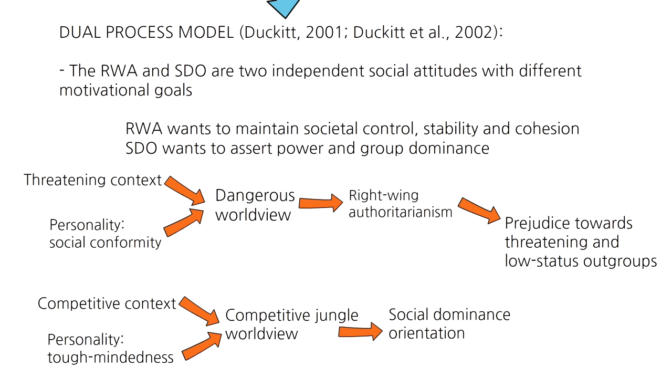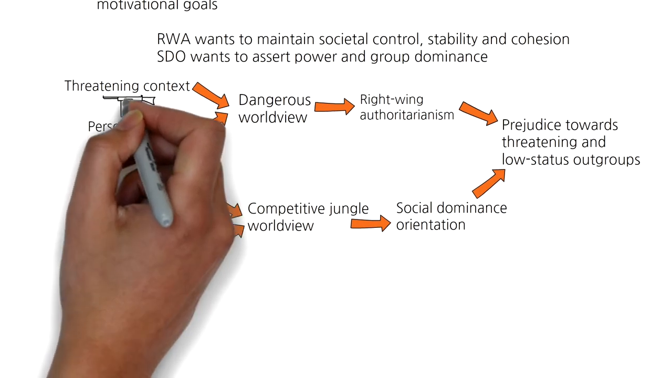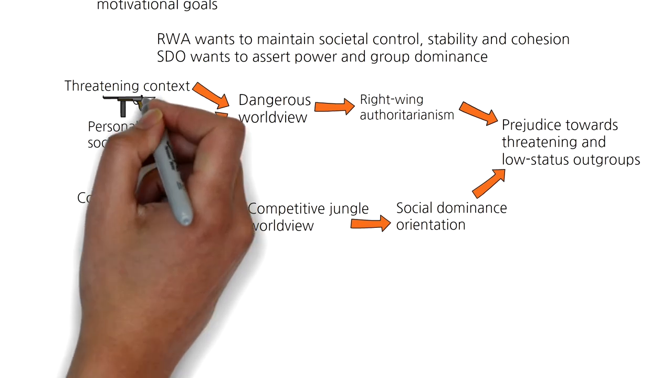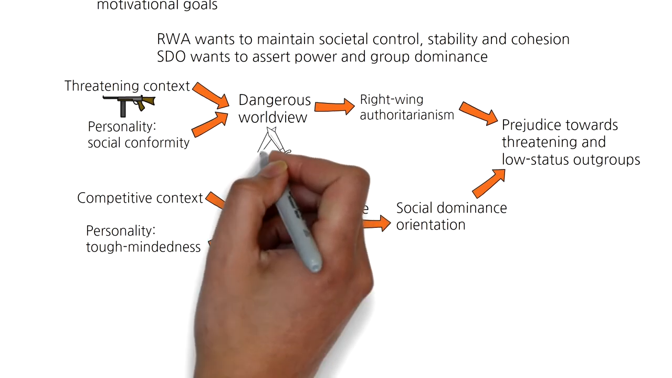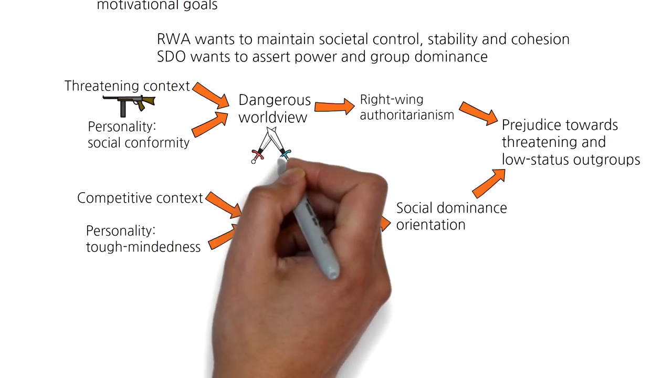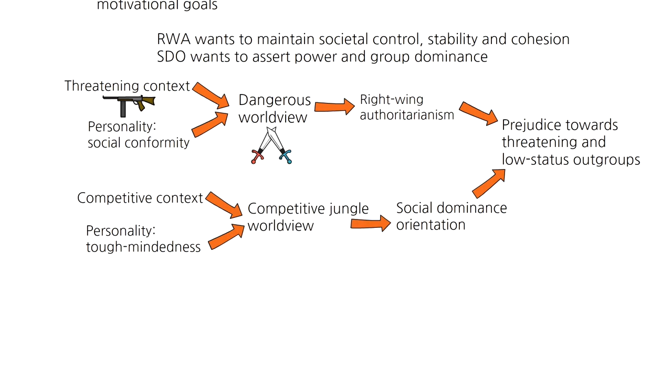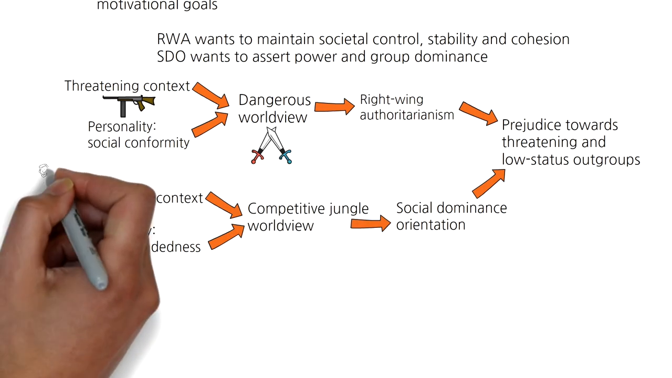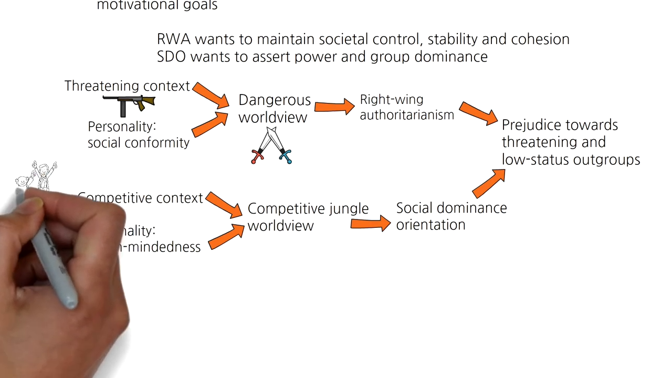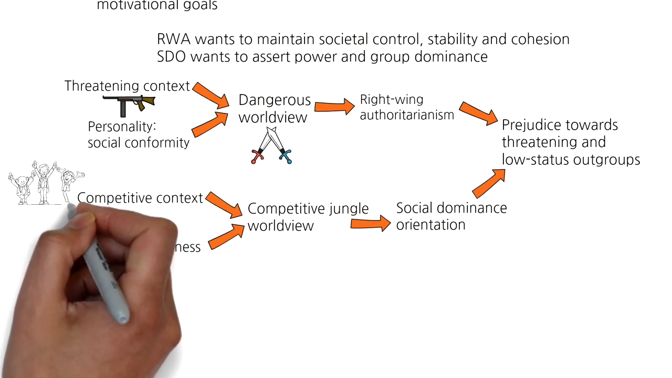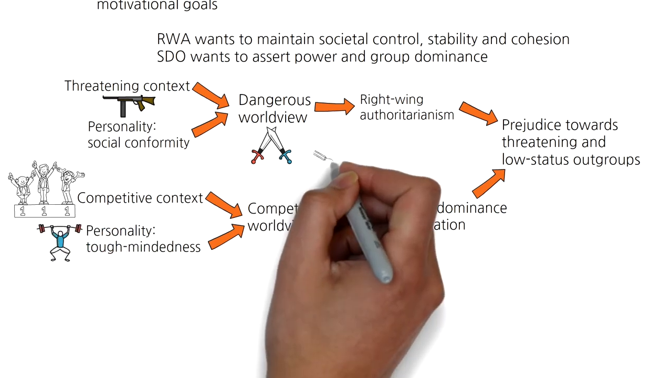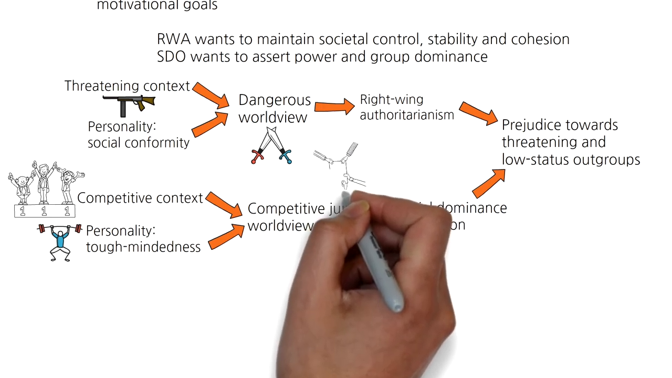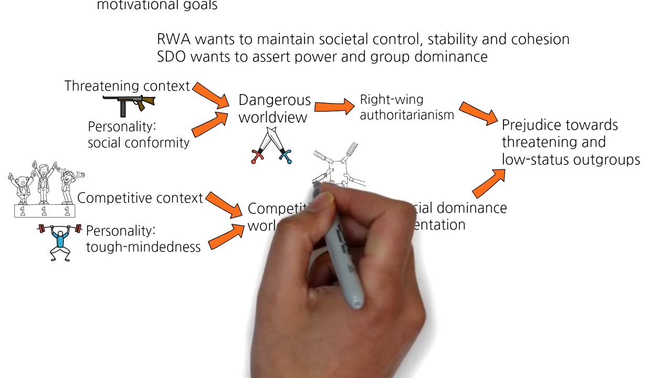So if we start with the right-wing authoritarianism, this starts from firstly a threatening context and then also having a personality within the individual that leans towards social conformity. These two in combination lead to a dangerous worldview, which leads into the right-wing authoritarianism, which then links back to prejudice. Whereas if we now look at the social dominance orientation, this is created through a competitive context and also a personality of being tough-minded, and this leads to a competitive jungle worldview, which then leads into social dominance orientation and again back to prejudice.